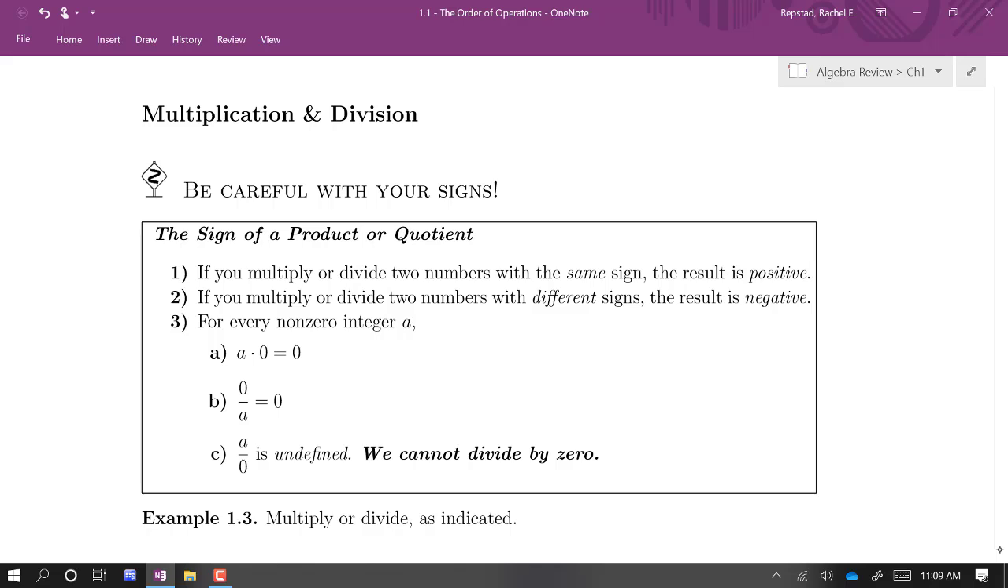And then 0 is a special number. So if a is a non-zero integer and I multiply it by 0, we get 0. If I take 0 and divide by any non-zero integer, I will always get 0. But if I take any non-zero integer and I divide by 0, the result is undefined. We cannot divide by 0, so we should just keep that in mind.